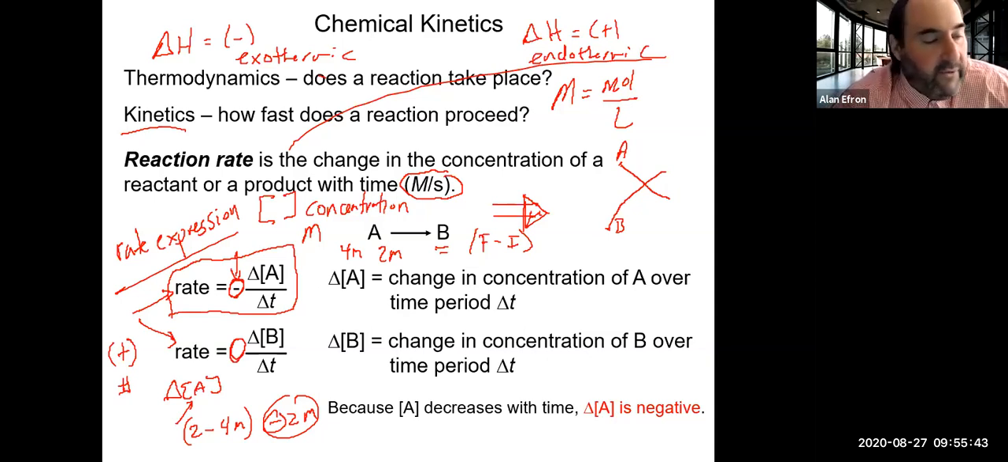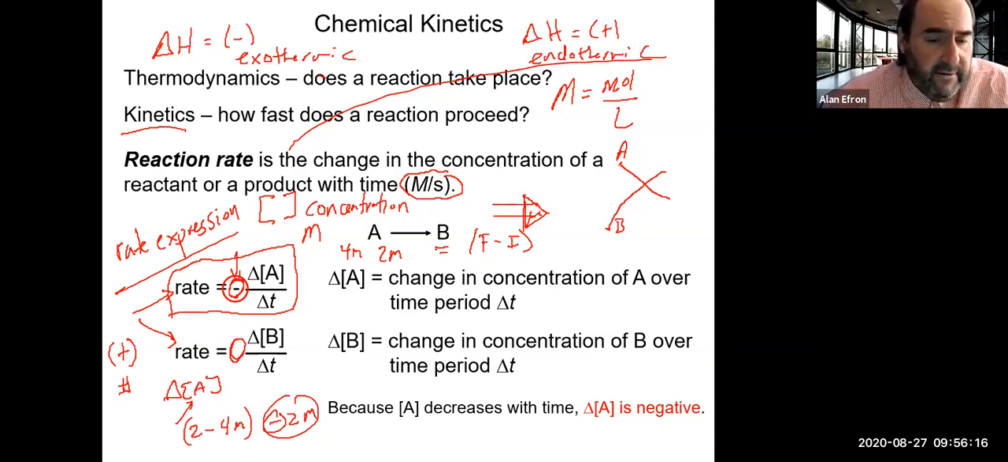We don't need that for the product side because on the product side, the final concentration should be larger than the initial concentration. So for example, B started at 0, ended at 2. When you take 2 minus 0, you get like a +2, and that will give you a positive rate. So we do use that negative again to indicate that we are decreasing with time the concentration of our reactants. And again, with our products, we should expect it to be increasing with time.